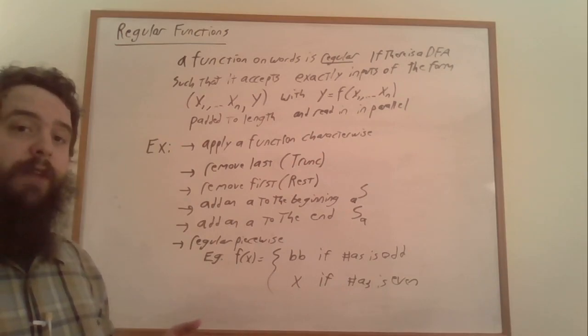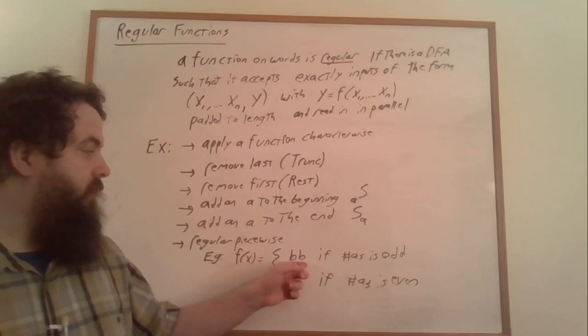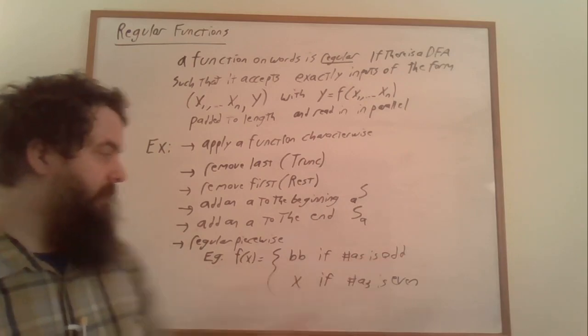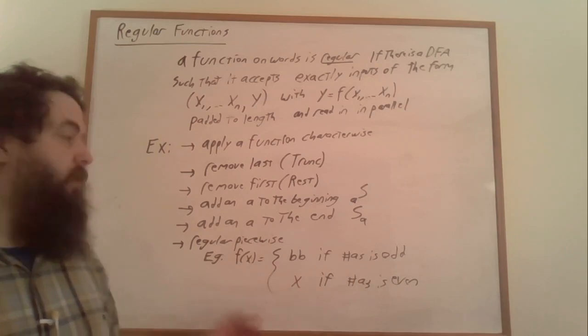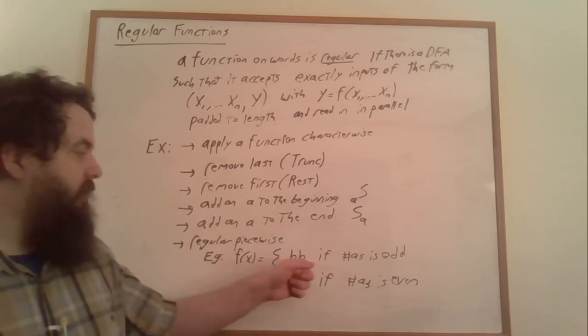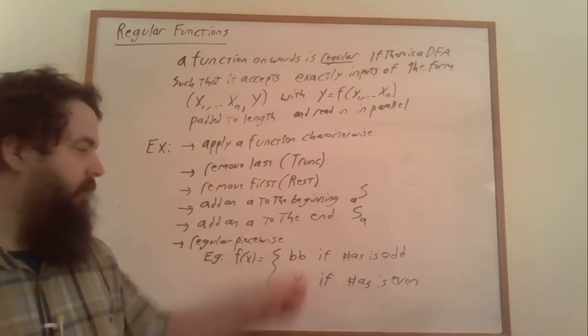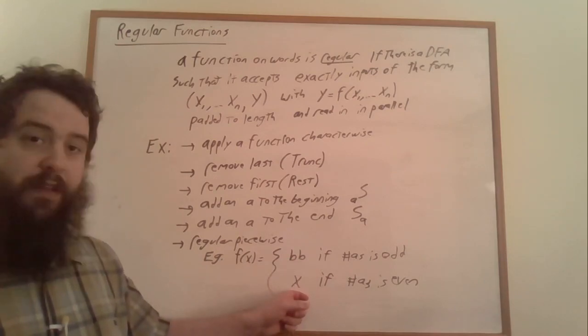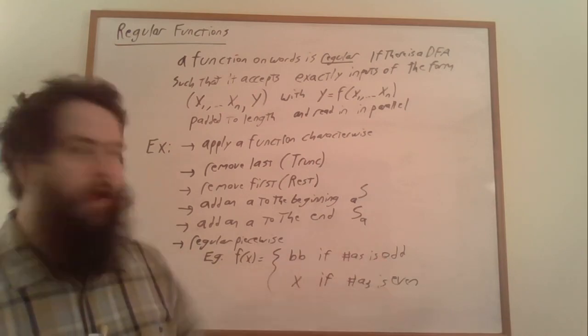We can also define regular functions piecewise. So for instance, f of x is the constant string bb if the number of a's is odd, and otherwise it's the input. So we can do this provided that each of these functions is regular. So a constant function is a regular function, and the identity function is also a regular function, and that the pieces are regular as well.